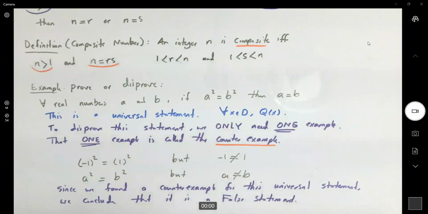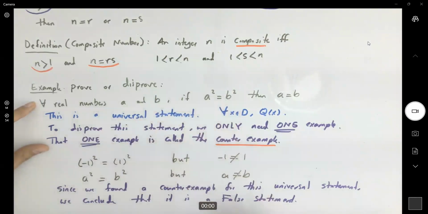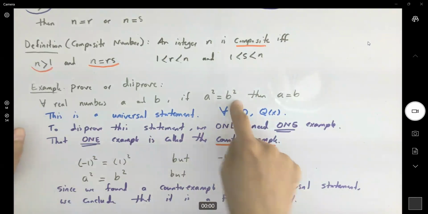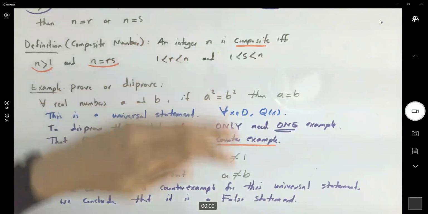Not every statement in math is a true statement. In many scenarios, you have a false statement. In that case, you have a universal statement. You found one example that disproves this statement. So you say that, hey, I found a counterexample and I disprove this statement. This statement is not true all the time. Sometimes it is true, but it's not true all the time.